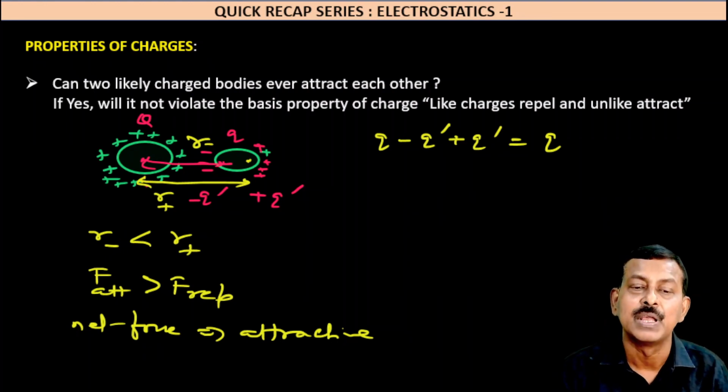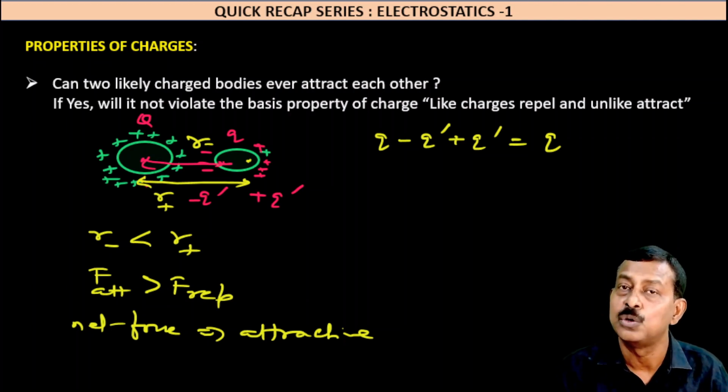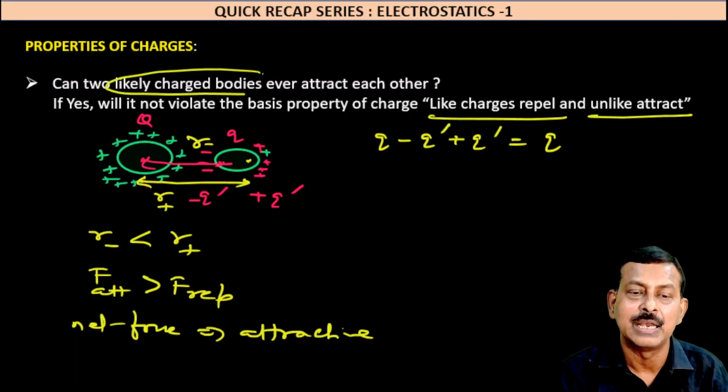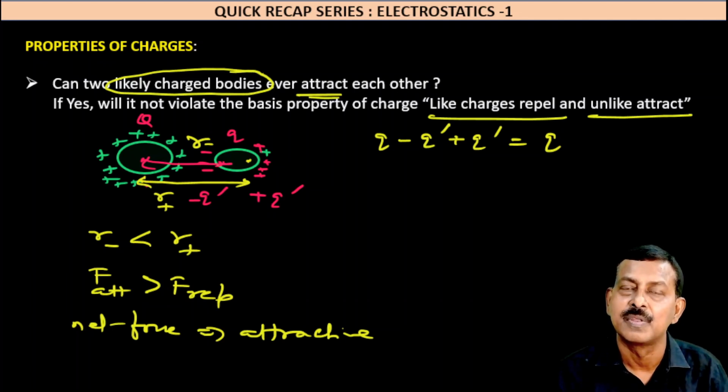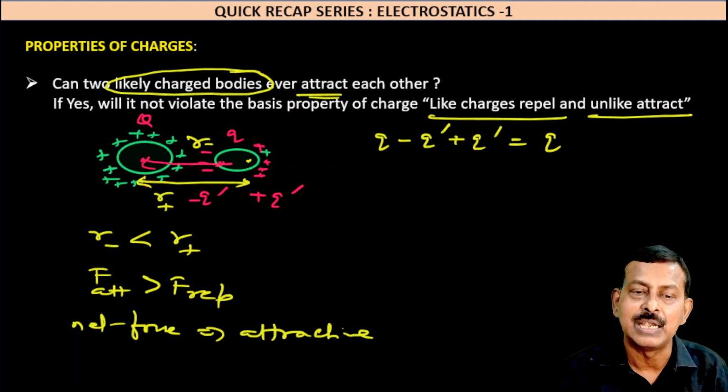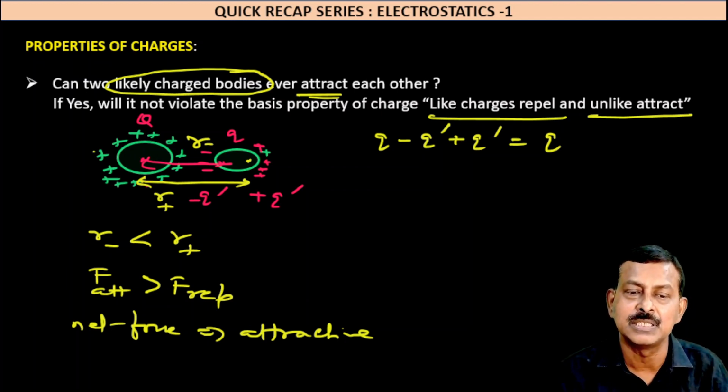Force is attractive here. Now, is it violating the basic property that like charges repel and unlike charges attract? No. Remember the question: likely charged bodies, and there is attraction. Between likely charged bodies, there is a force of attraction just because like charges were repelling, like this positive charge and the positive induced charge which is developed here, they were repelling, and unlike were attracting.